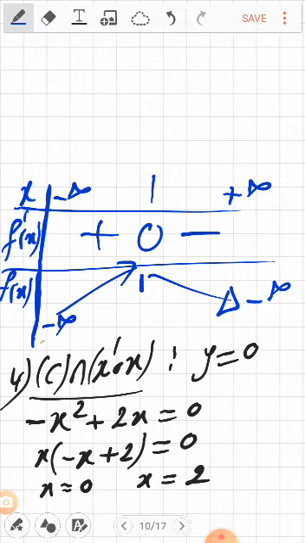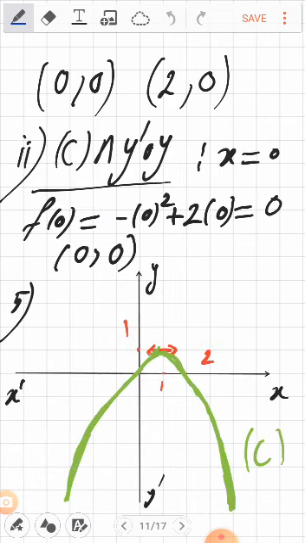Now we have to find the intersection between c and x prime x. So we have to solve y equal to 0. يعني f of x equal to 0. Solve it إما بالكالكوليتر إما بالكومون. أنا حليتها بالكومون. So x equals 0, x equal 2. So the points of intersection with the x-axis are 0, 0, and 2, 0. Now c intersection y prime y, x equal to 0, we have to replace 0 in the function, so the answer is 0. 0, 0 is the point of intersection with y prime y also.